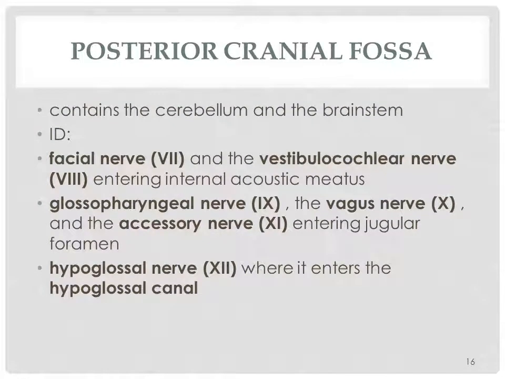If we now have a look at the posterior cranial fossa, that contains the cerebellum and the brainstem, and we will be able to see our facial nerve, cranial nerve number 7, and the vestibulocochlear nerve, cranial nerve number 8, and they both enter the internal acoustic meatus. Then we can see our glossopharyngeal nerve number 9, the vagus nerve number 10, and the accessory nerve number 11. They all enter the jugular foramen. Last but not least, we have the hypoglossal nerve, which enters the hypoglossal canal.